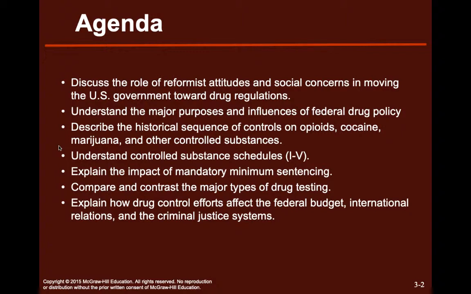We're going to talk through the history of legislation on opioids, cocaine, marijuana, and other controlled substances. And then we're going to talk about our modern categories for controlled substances, and that's Schedules 1 through 5. We're going to talk a little bit about mandatory minimum sentencing. Of course, the penalties for drug trafficking, creation, and use are an important part of drug policy. And then we're going to talk a bit about testing, because this is important to regulation, as this is often how drug use can be established. And then finally, we're going to talk about the budgetary effects of drug control efforts and also its effects on our relations with other countries and our criminal justice system.